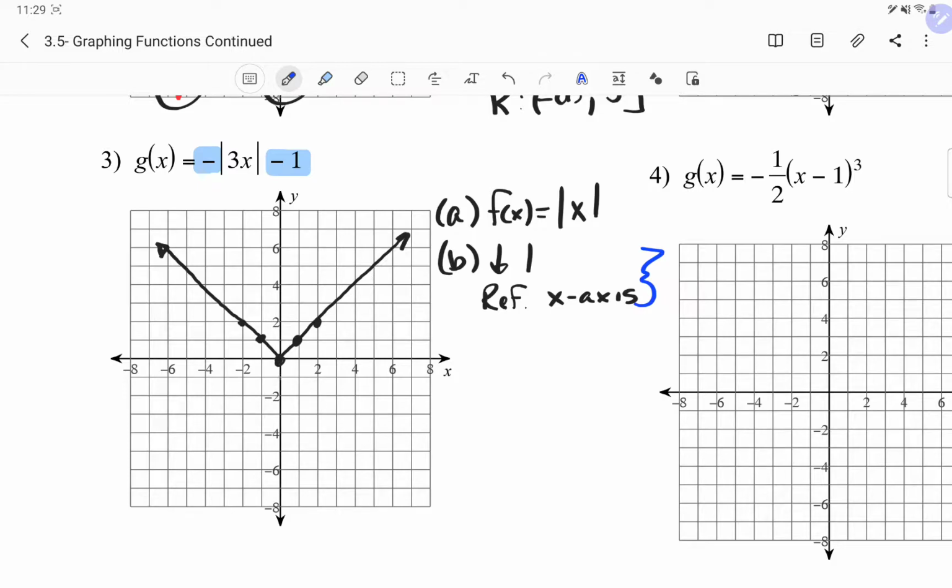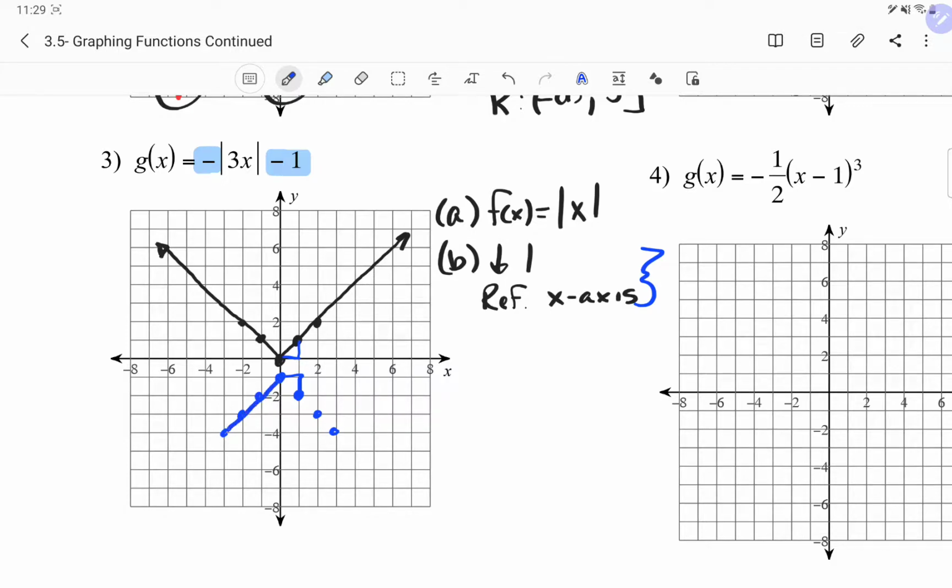So we're going to shift down 1 unit, so right here, and we're going to reflect it across the x-axis. So instead of going to the right one, up 1, we're going to go to the right one, down 1. And then it's going to continue this pattern all the way down.